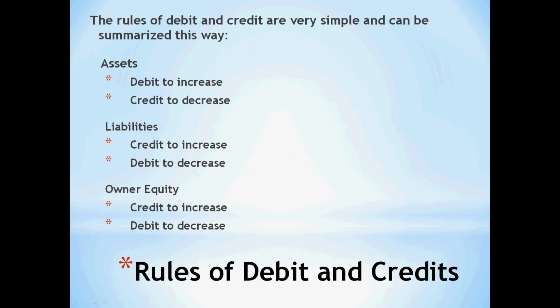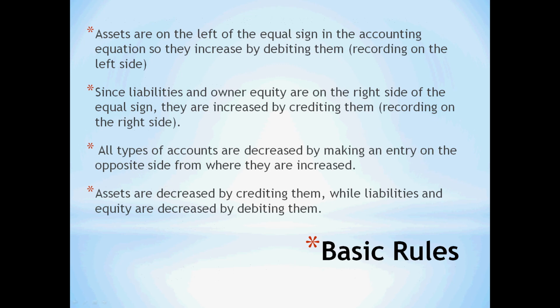The rules of debit and credit are very simple and can be summarized this way. For assets, debit to increase, credit to decrease. For liabilities, credit to increase, debit to decrease. For owner's equity, credit to increase, debit to decrease, just like liabilities. And those are the rules.